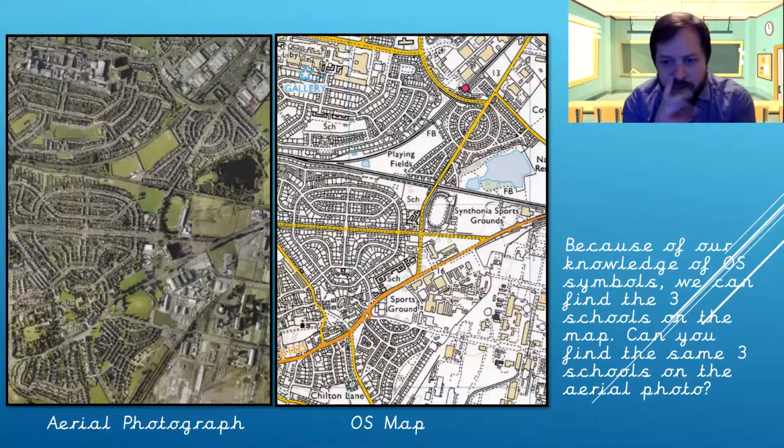Right. So because of our knowledge of our symbols, hopefully, we could find 3 schools on the map. Can you find those same 3 schools on the photo? I'll go through it in a minute, but have a go. See what you can find.